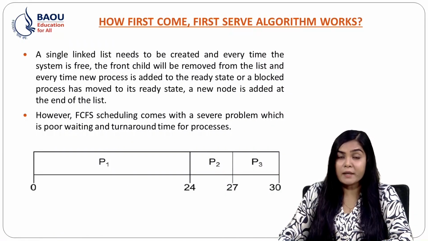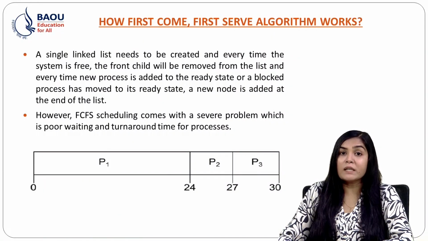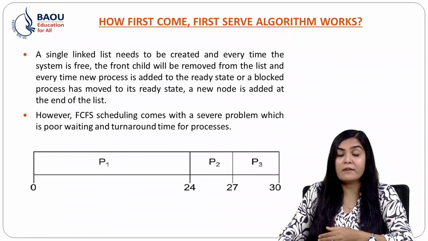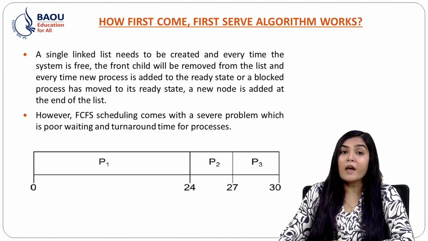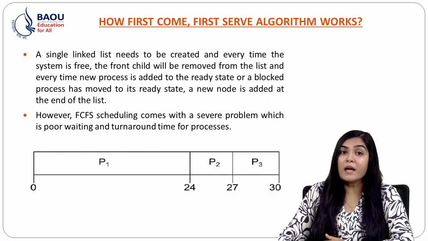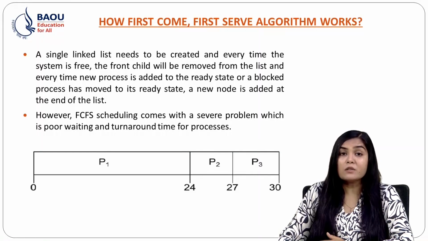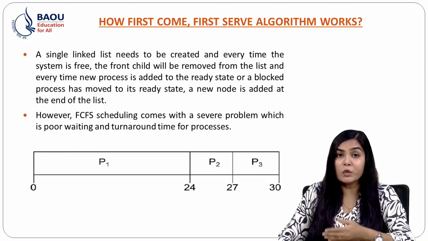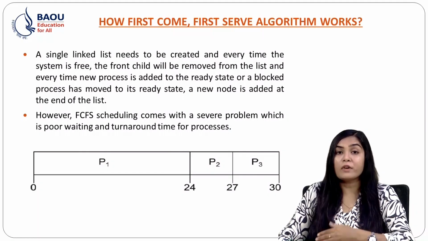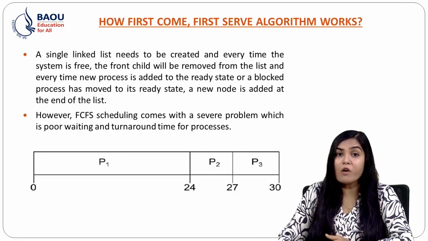Here in the diagram below, the average waiting time becomes 17, meaning 0 plus 24 plus 27 divided by 3. The average completion time for the three processes becomes 27. That means 24 plus 27 plus 30 divided by 3. This shows that with a long process at the front of the queue, short jobs get stuck behind it and the waiting time becomes very long, reducing the performance of these processes.